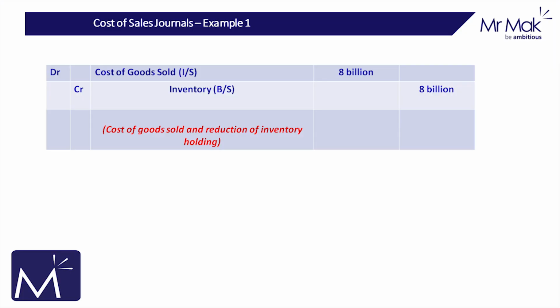Amazon incurred $8 billion worth of cost of goods sold during the month of January in the current financial year. What would the journal entry processed be? There would be a debit to cost of goods sold in the income statement, showing how much the merchandise they sold had cost them, and then there would be a credit to inventory on the balance sheet of $8 billion, showing that that inventory has been sold and reducing the value of inventory on the balance sheet.